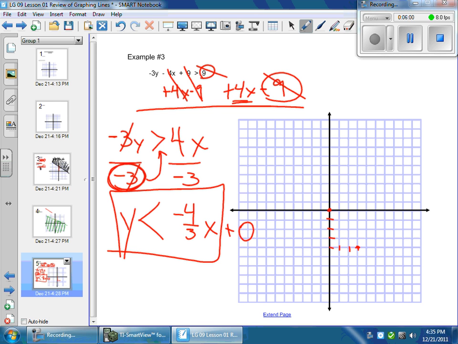There's your line. This line, again, does not have an equal sign. So again, you have to draw it with a dotted line, like this. Now, which way do you shade? You want less than. Okay, less than is shading down. Very, very easy, very, very simple to do.